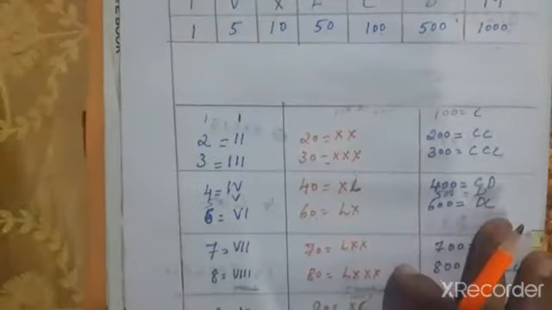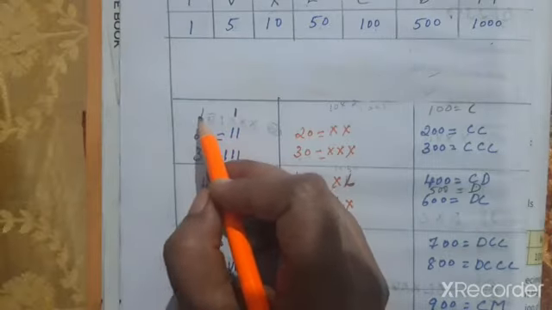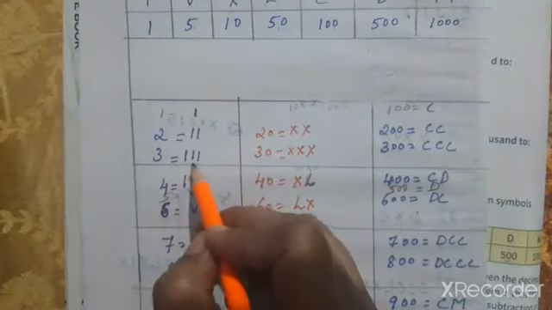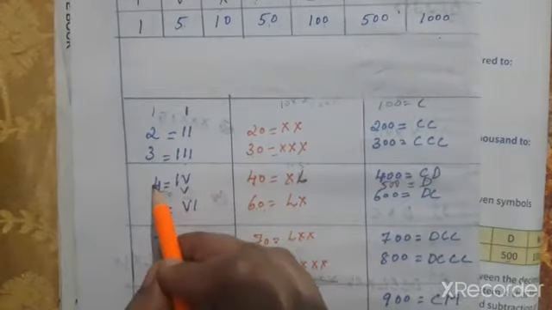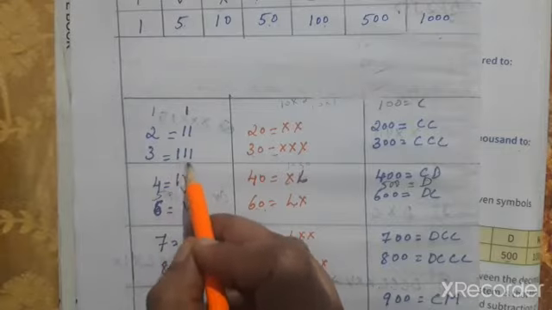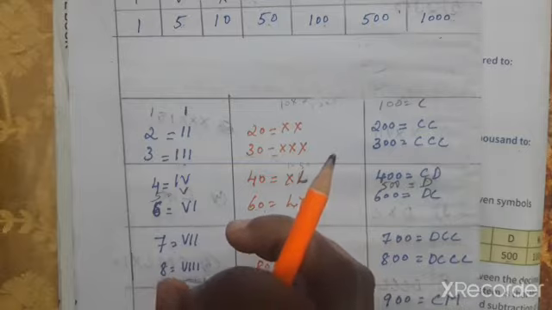Now how to remember the next values? We know Roman numbers from 1 to 10. 1 means I, 2 means 2 times I, 3 means 3 times I, and 4 means I and V, because we cannot repeat I 4 times. We cannot repeat any letter more than 3 times. That is the first rule.